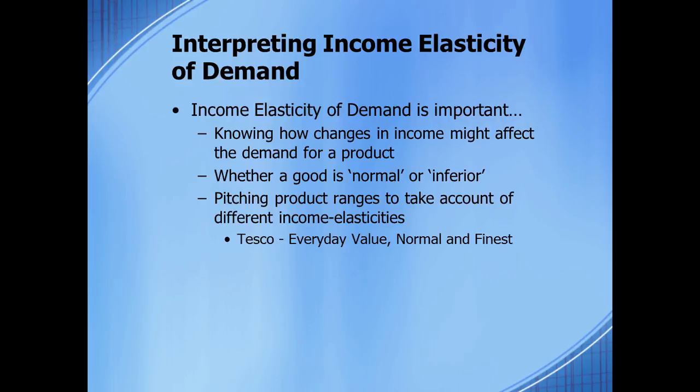So we need to understand if our product is normal or inferior, and if this is likely to be affected by income levels. And my example would be an inferior good could be perhaps Tesco's everyday value, and a normal good would be a normal brand or perhaps the finest. So if there is a prediction of a recession, what could this mean to you as a business? Should you be making more inferior goods? Equally, if there's a predicted growth in the economy, we may want to invest in a range with normal characteristics. So with higher income levels, it will lead to an increase in demand.